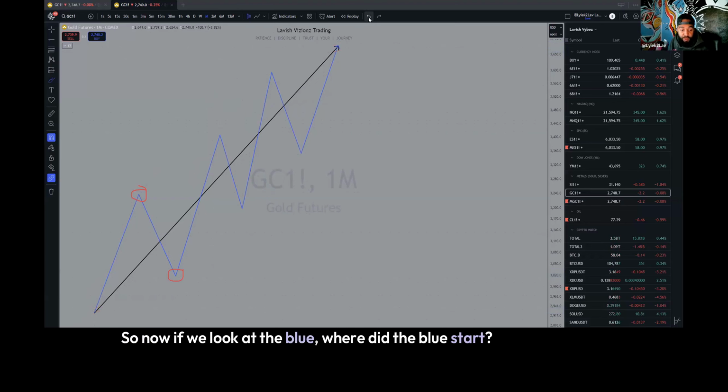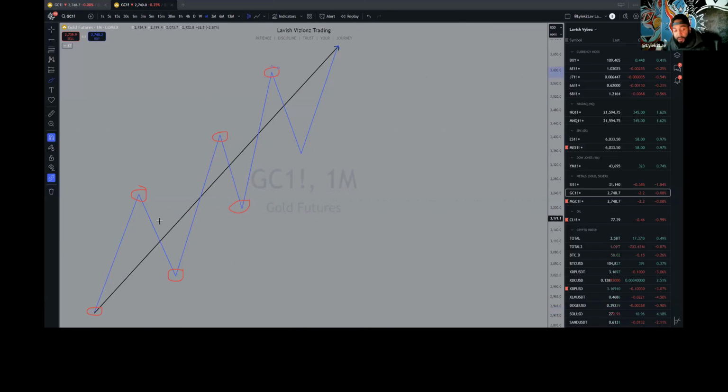So now if we look at the blue, where did the blue start? Started here. And we move to the right. Well, can I come here? No, because we skipped this. So we're always moving in the line from low to here, from here to here. Now from here, we go higher. We hit this point, we start to go the opposite direction. We hit this point, we start to go the opposite direction. These red circles are what we like to identify.